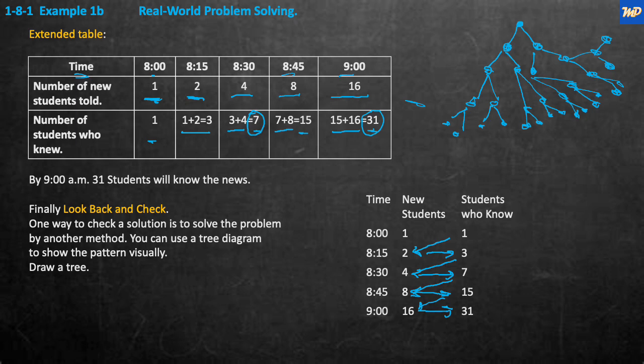So 15 plus 16 is 31. And same, there's a little pattern going on. There's truly a pattern for solving this. Okay?